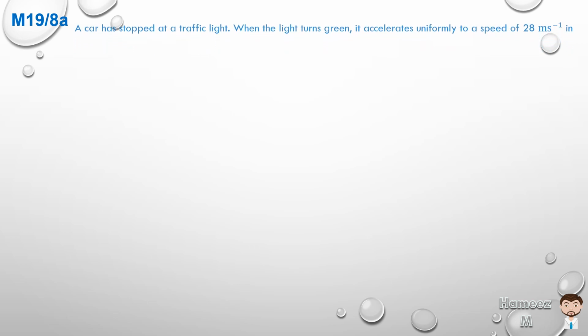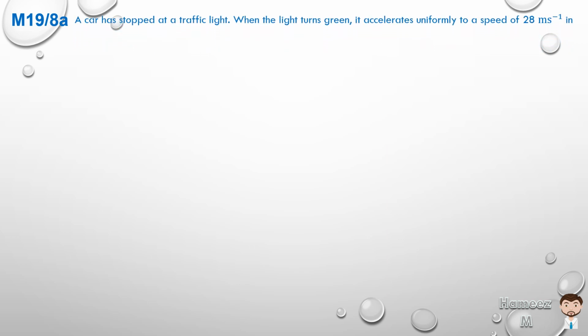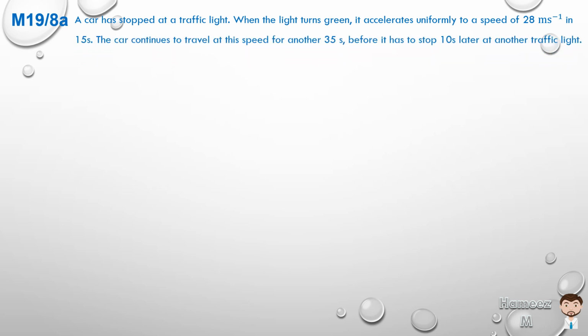May 2019, number 8a, kinematics question. A car has stopped at a traffic light. When the light turns green, it accelerates uniformly to a speed of 28 meters per second in 15 seconds. The car continues to travel at this speed for another 35 seconds before it has to stop 10 seconds later at another traffic light. Part 1.